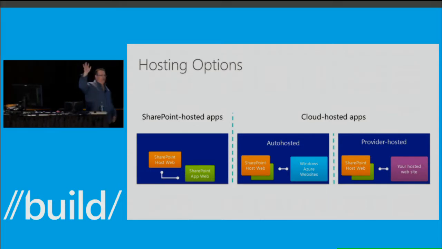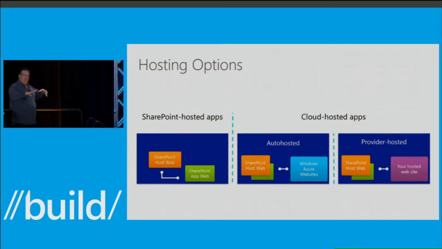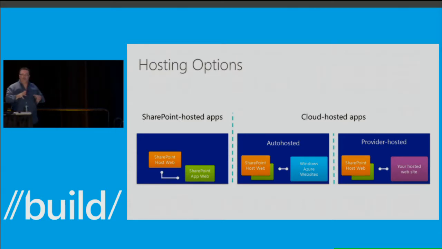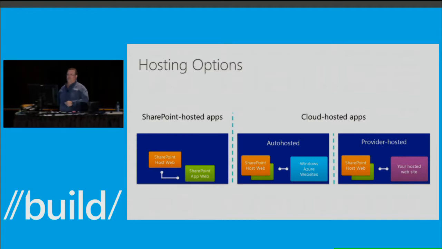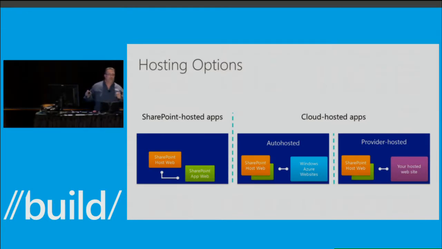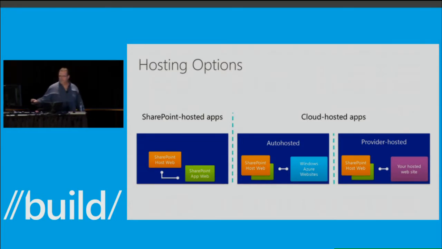Does everyone know what I mean when I say app catalog? Does anybody not know? That catalog is kind of like your corporate store that's only available to your company. Those are your different types of hosting options. We'll do some SharePoint apps, and I'll do some provider-hosted. Again, the code isn't really different between auto-hosted and provider-hosted. It can be when you get into some multi-tenancy options, but for what we're going to do here today, there's really no difference in the code.